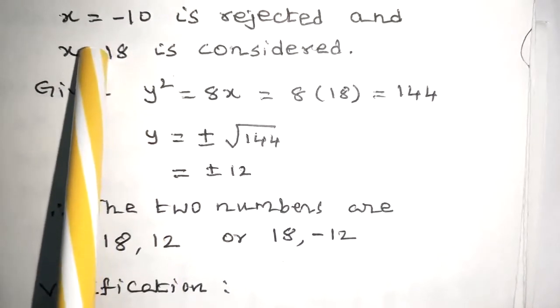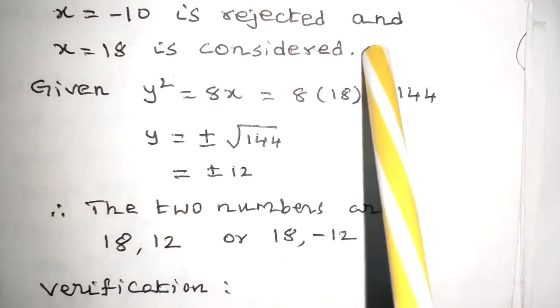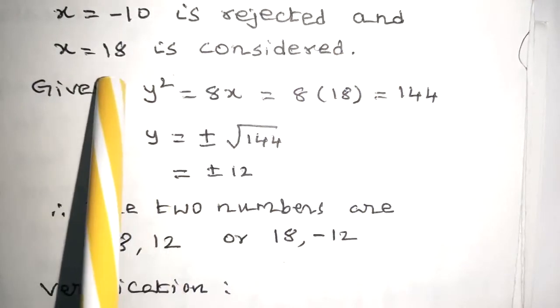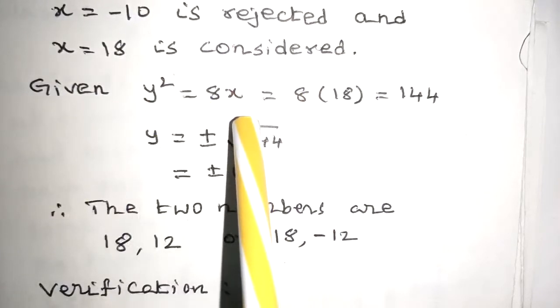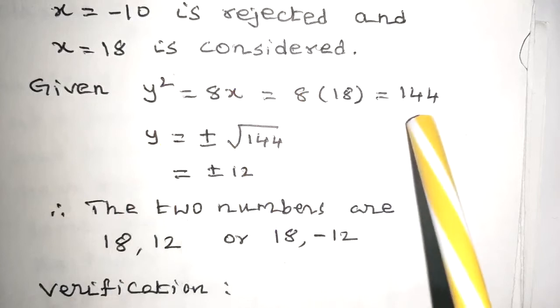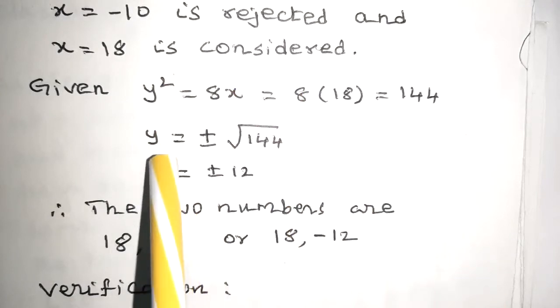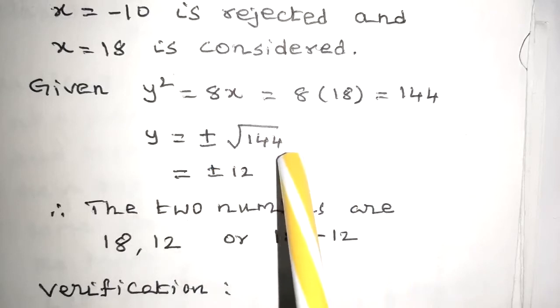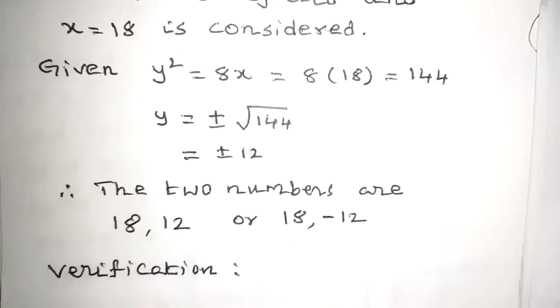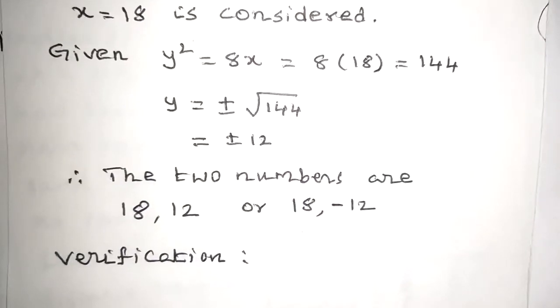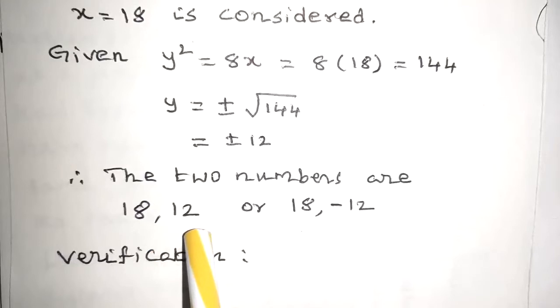Now, x equal to minus 10 is rejected. The reason is explained, and x equal to 18 is considered. y square equal to 8x. The x value is 18. Therefore, we get y square equal to 144. Therefore, y equal to plus or minus square root of 144, that equals plus or minus 12. Then what are the two numbers? The two numbers are 18 and 12.